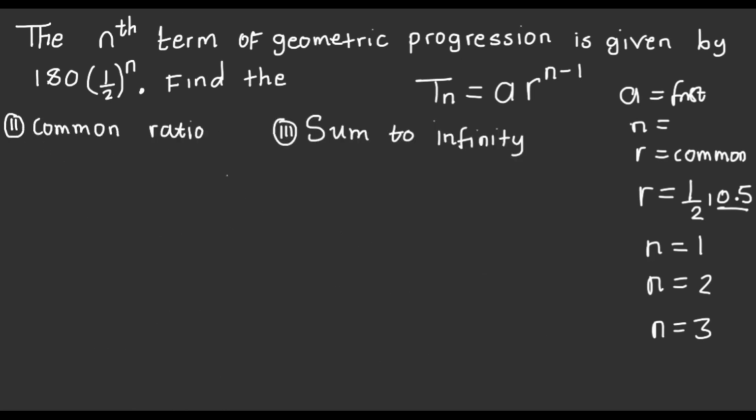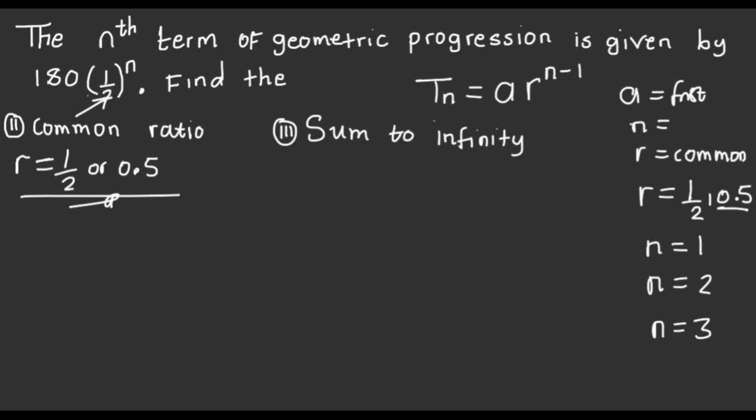Okay, so we move on to Roman number 2, where we are told to find the common ratio, and as we can see, the common ratio is just half, or 0.5. So this is our answer. We are just getting the number inside the brackets.